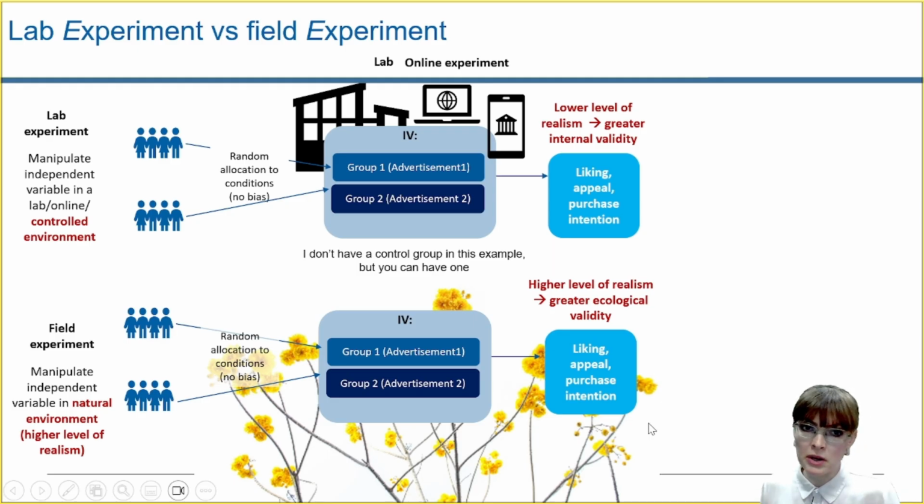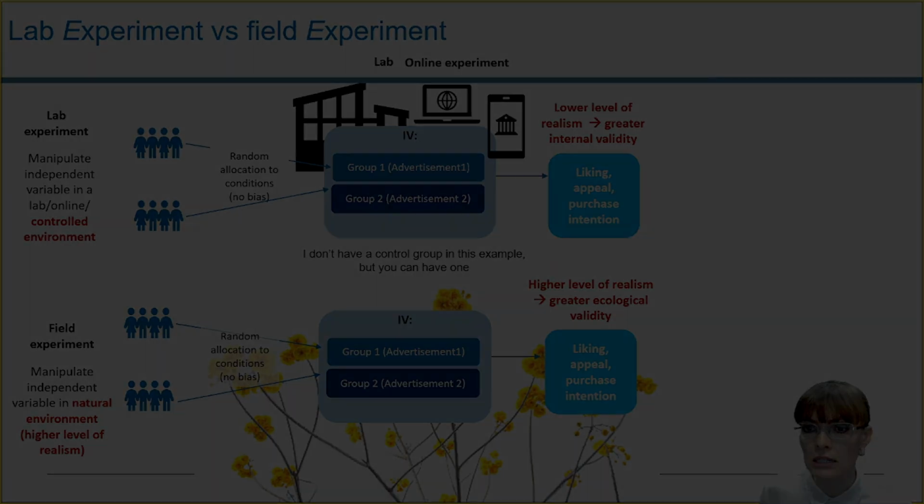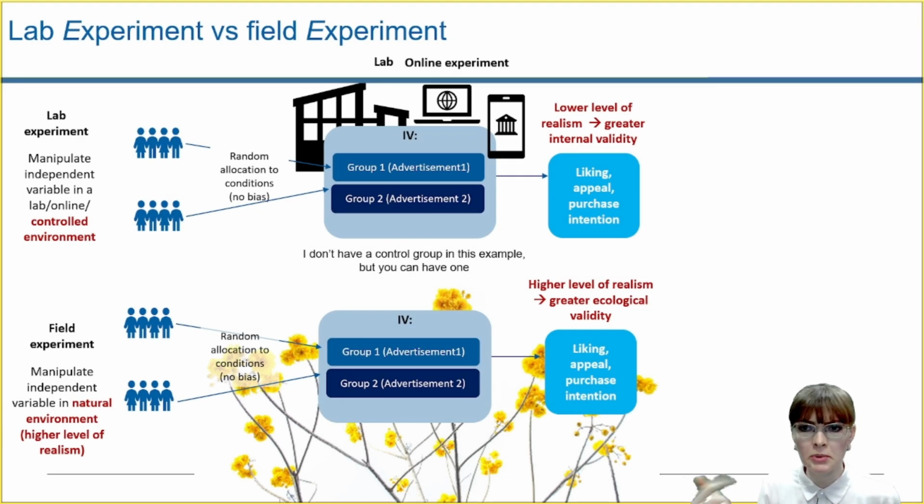With the field experiment, because there is less control there, but the decision making is more approximated to a natural environment or how consumers would go about information processing, the realism is higher. Field experiments have greater ecological validity. Ecological validity basically refers to the extent that the findings that you observe in your experiment can be generalized to real life settings.